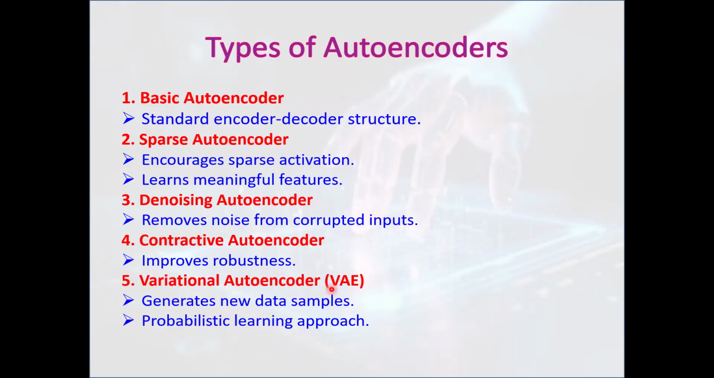Next one is the variational autoencoder. Variational autoencoders are probabilistic models capable of generating entirely new data samples. VAEs, that is variational autoencoders, can create realistic synthetic data by sampling from learned probability distributions. Next, the probabilistic learning approach. Instead of learning fixed representations, VAEs model data using probability distributions, enabling generative capabilities.